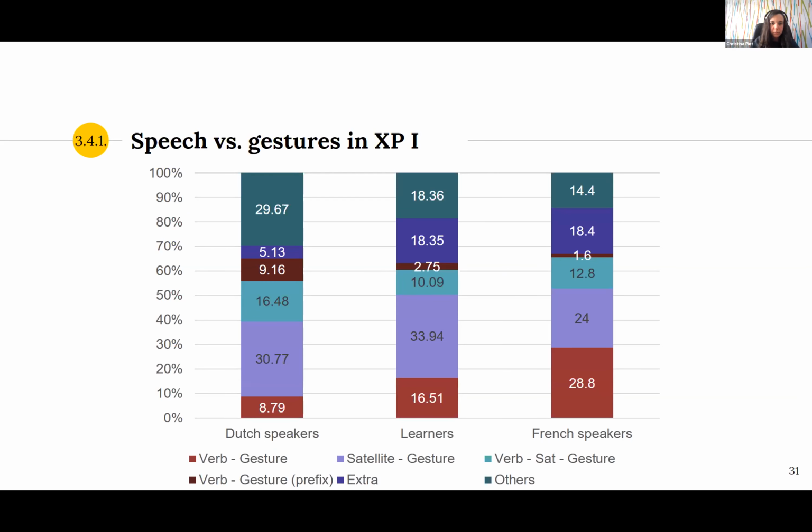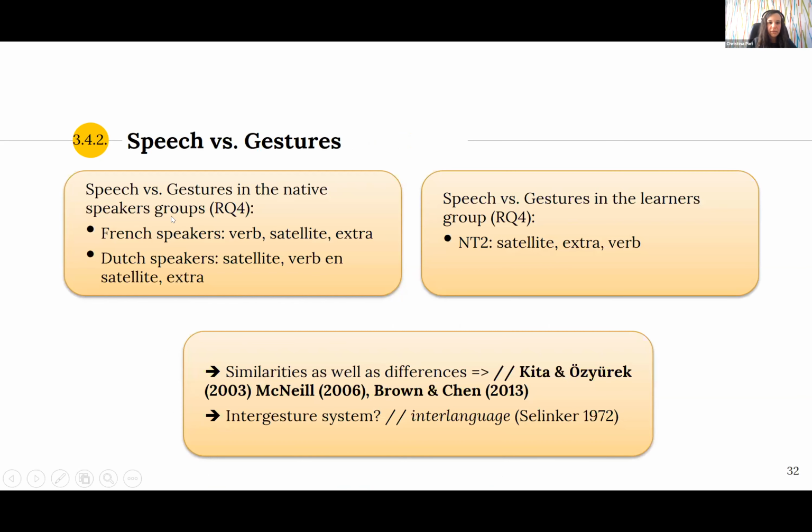And then if we look at speech and gestures together, we see that French speakers tend to encode the same piece in their gesture and in the verb, followed by the satellite, and then to give extra information. Whereas Dutch speakers give the same information in the satellite, and then verb and satellite together, and then to give extra information. So here we have a difference again in the frequency. And the Dutch speakers encode the same pieces of information in the gesture as in the satellite, and then to give extra information, and then that in the verbs. So we see differences and similarities.